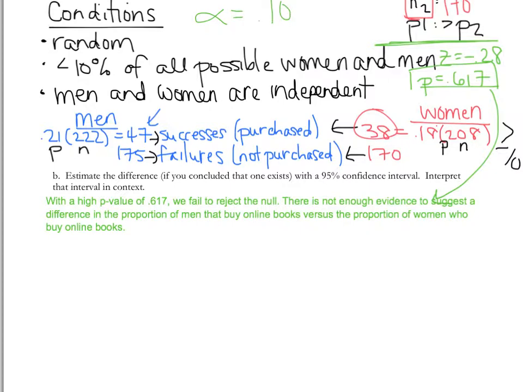0.10 would have been a good cutoff since there's no real significance of having a smaller error here. So that is 0.617, which is way greater than 0.10.